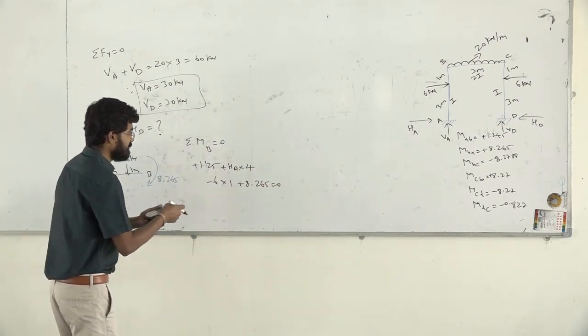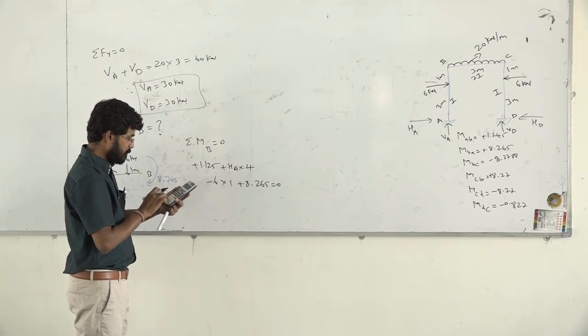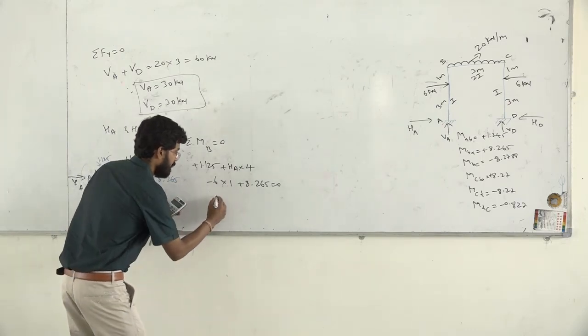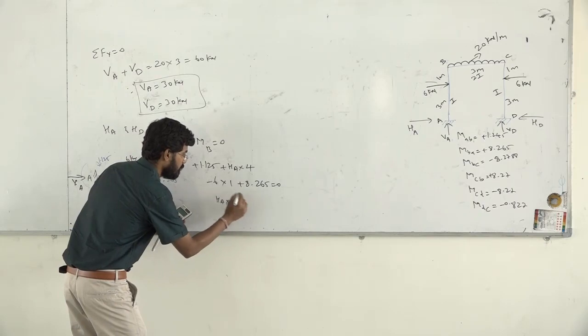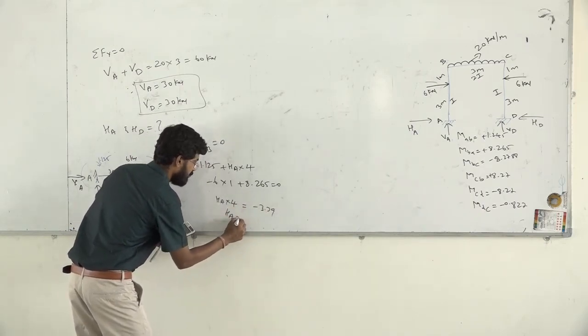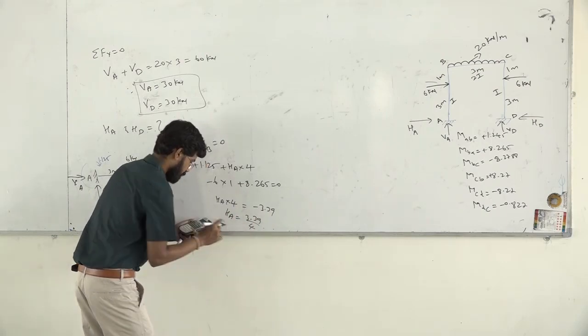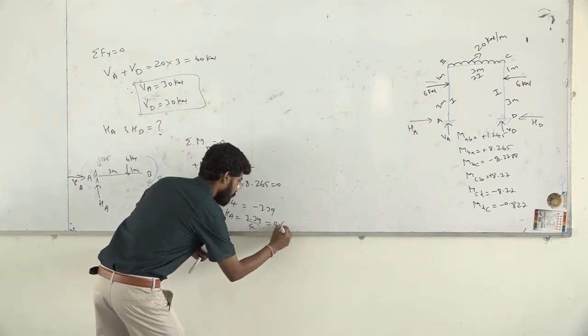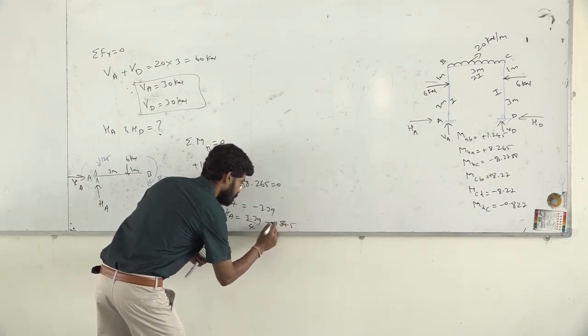Now if you make that equal to 0, see plus 1.125 minus 6 plus 8.265, then the answer we have got is 3.39. Fine. So HA into 4 is equal to minus 3.39 we have got. HA, if you do 3.39 divided by 4, you will be getting 0.845, which is equal to minus.